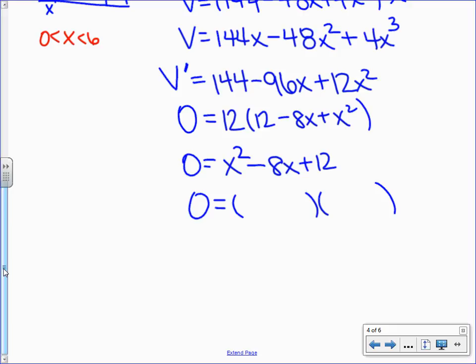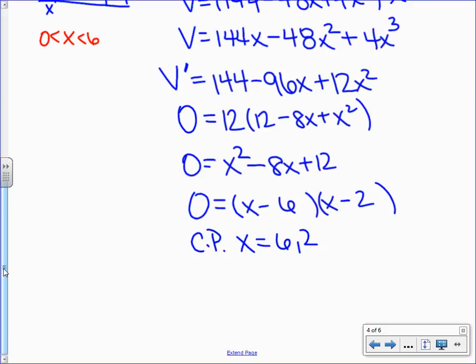Negative 2 or x minus 6x. So we have critical points of 6 and 2. But 6 isn't working. So Zach already knows that this answer is going to be 2. However, you need to show me that this is a maximum.